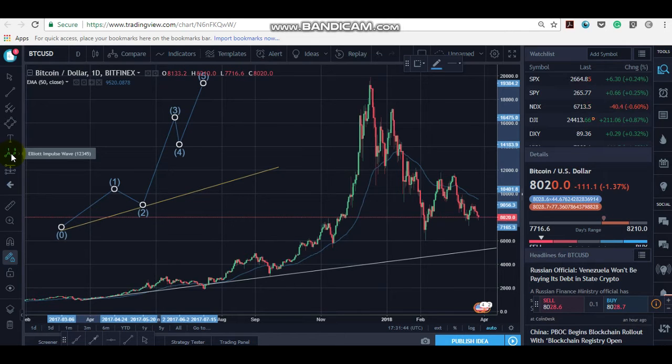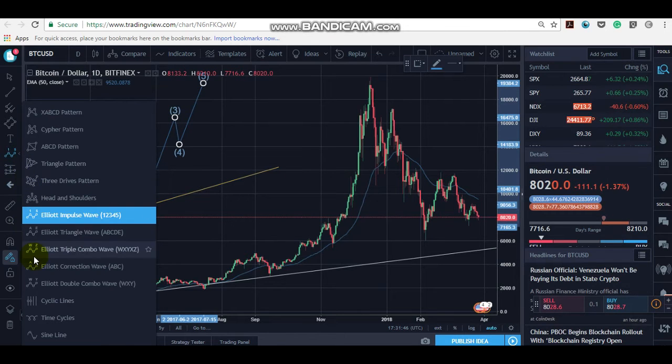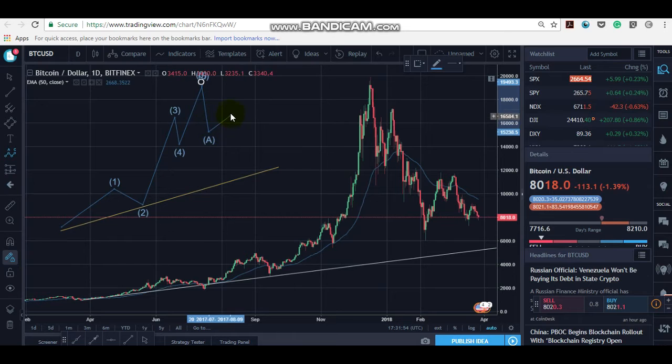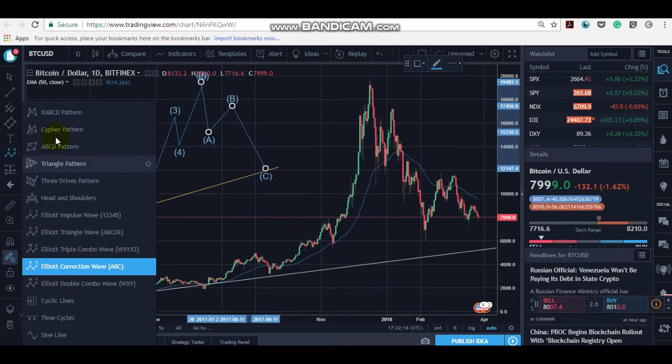When this cycle has ended, we usually see a correction marked as ABC. From here we go to A, that's the impulsive wave, then we have correction B, and the final wave C, which goes to the trend line. It's again a pullback to the trend line. So let's check if we can find something like that on the chart of Bitcoin.